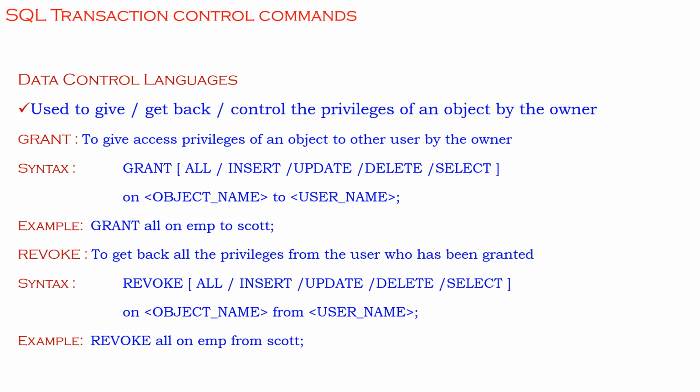Here in the example, it's shown as grant all on the object emp to Scott. So, grant all on emp to Scott. Again, you can see how the revoke is done, that is getting back all the privileges from the user: revoke all on the object emp from Scott. So this is how I grant the privilege of an object as well as revoke a privilege for an object. These two commands are examples of data control language. This is how granting and revoking of privileges for an object for the users is done.